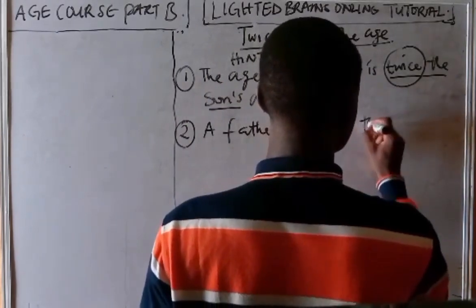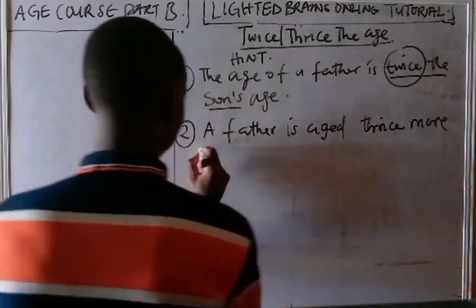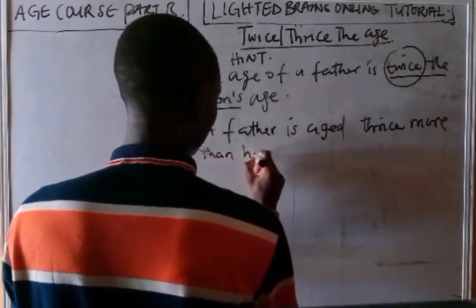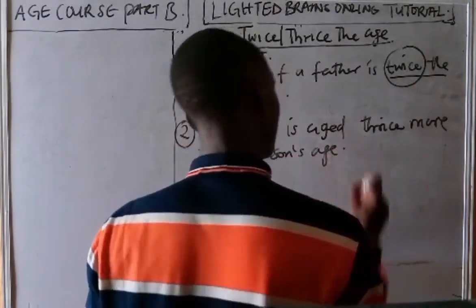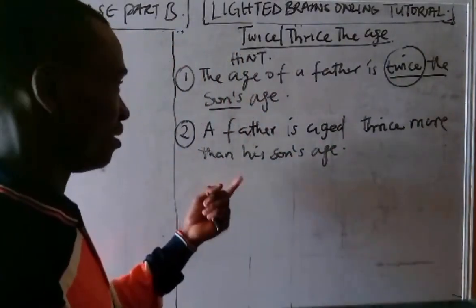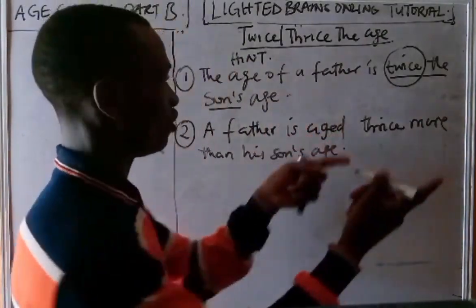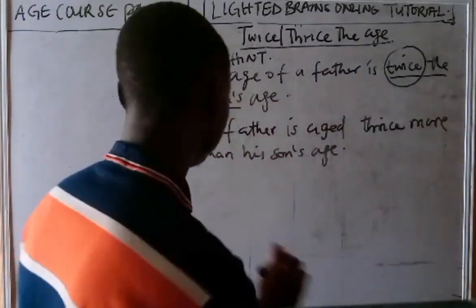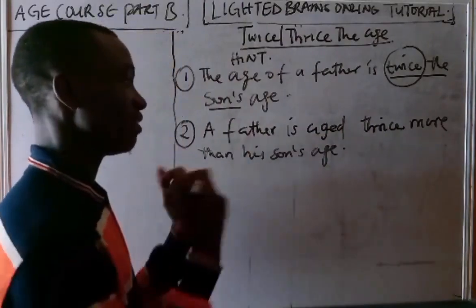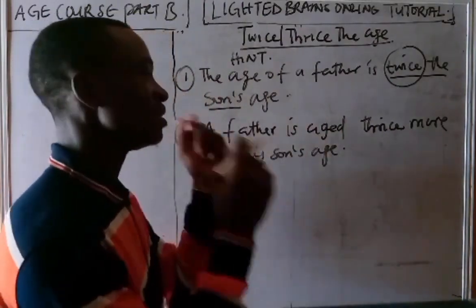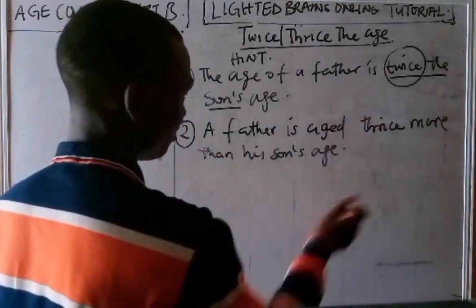His age thrice more than his son's age. Now this is simple, just like how I did this. So please don't forget how I did this. And just listen carefully. They said that a father is aged thrice more than his son's age, or a father is aged 3 times more than his son's age, or a father is 3 times more than his son's age. It's all the same thing. Do you understand now?